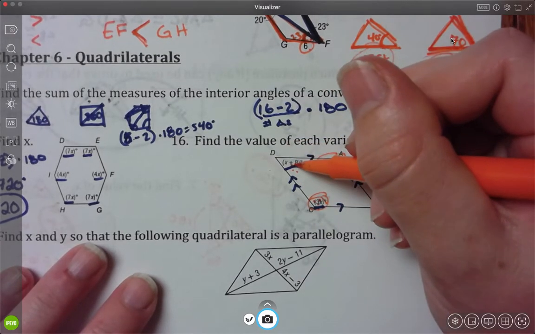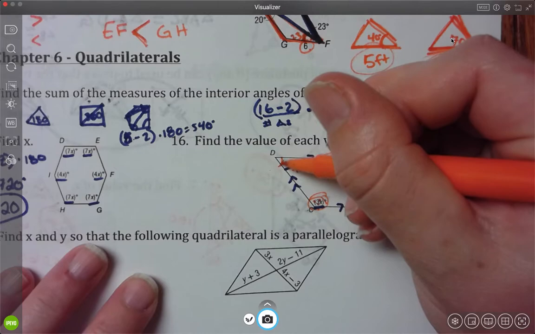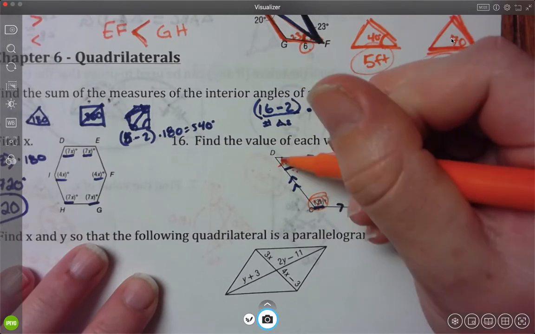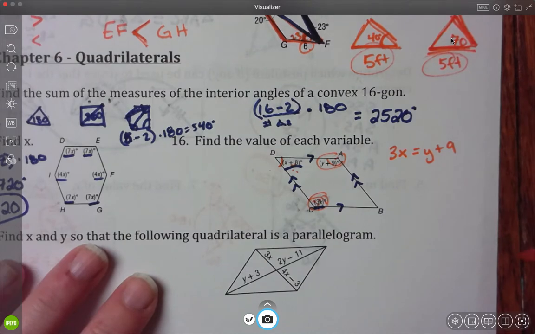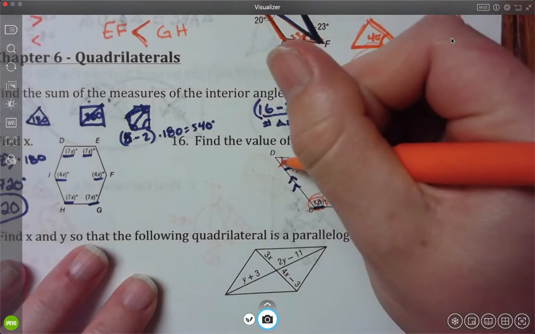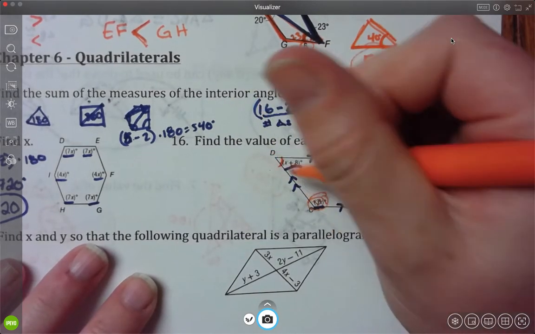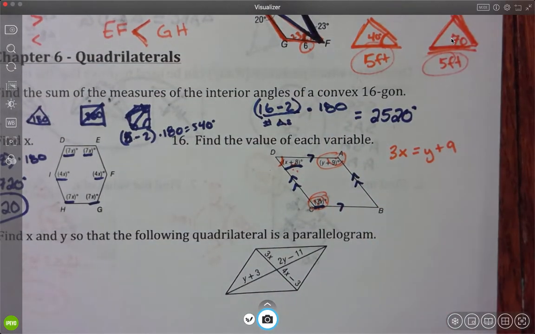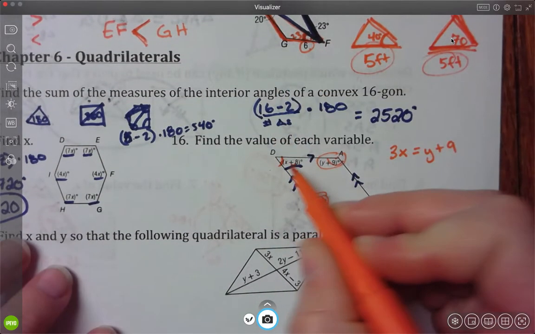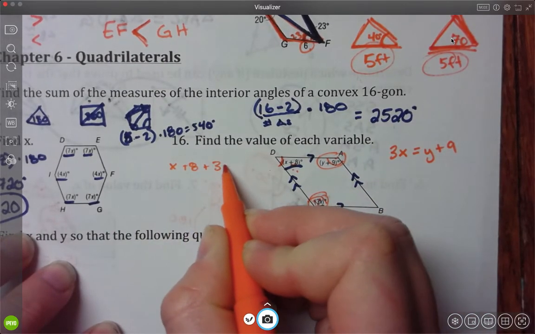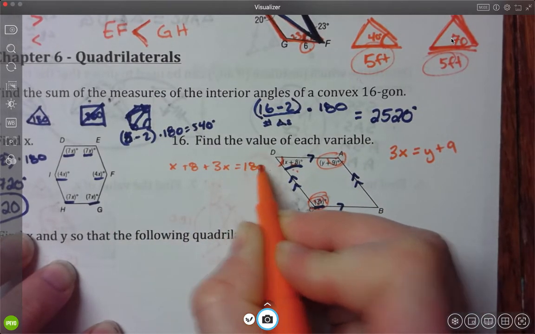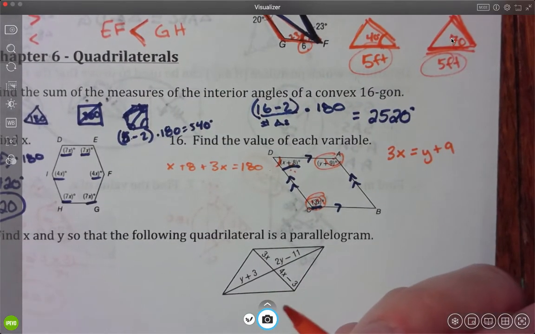Those two x's. So what do these two have in relationship to each other, right? Like x plus 8, is this going to be the same angle as that? Well, if you just look at the angles, this is obviously a smaller angle than this one, so that's not going to work. But what we know is that consecutive ones, or ones that are right next to each other, add up to be 180 degrees. So x plus 8 plus 3x has to add up to be 180.